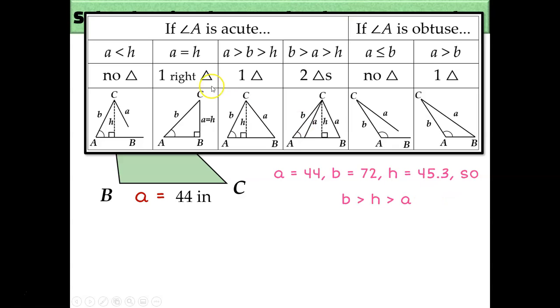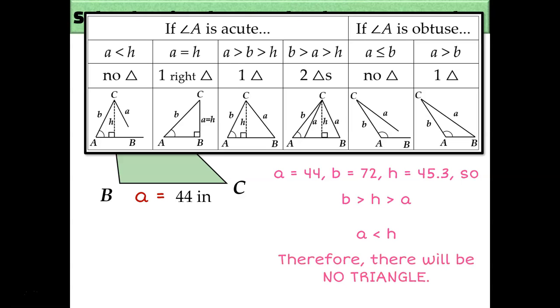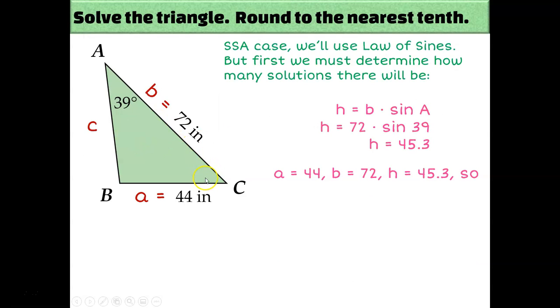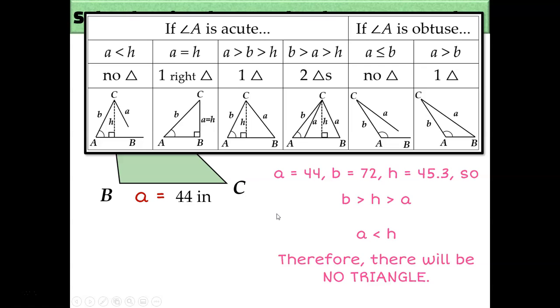But when I look at the chart, that's not one of my options. I don't see B is greater than H is greater than A anywhere. So instead what we're looking at is actually this first one, that A is less than H. The length of one of my sides was less than the length of the height. That's not possible. There is no triangle for which that would be true. Basically what we're saying is this triangle is a lie. There is no way for this 44-inch side to actually be long enough to reach all the way over to side AB. So your answer just is no triangle.